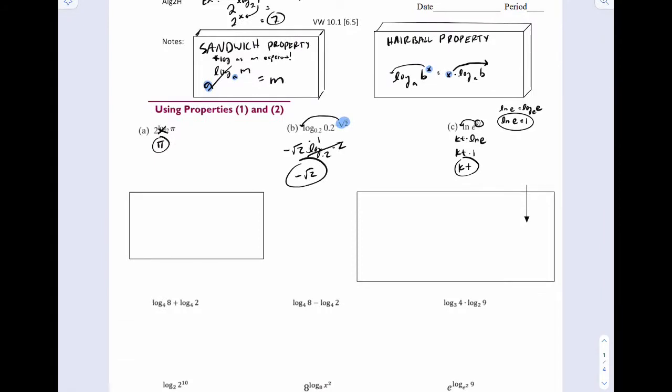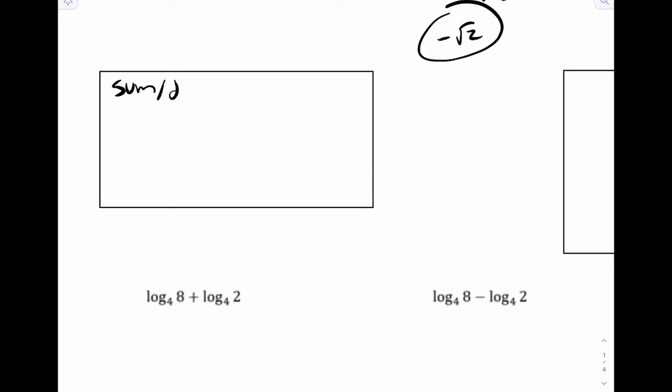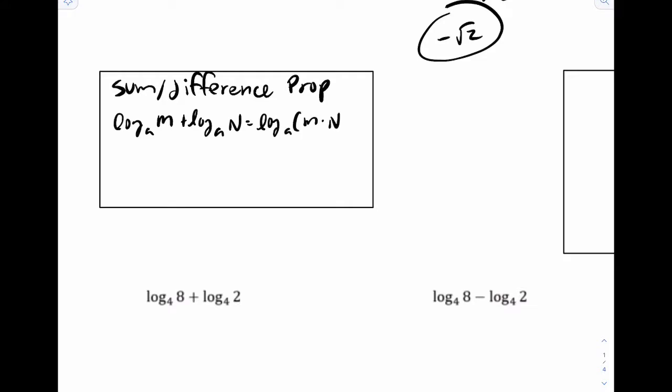Okay, the next properties we're going to go over. This one is called the sum and difference property. So you're going to write log base a of m plus log base a of n is equal to log base a m times n. And conversely, if I make it subtraction, you get log base a of m divided by n.